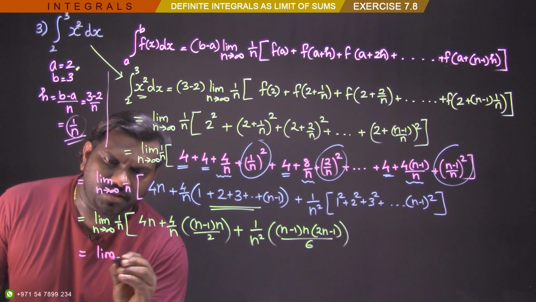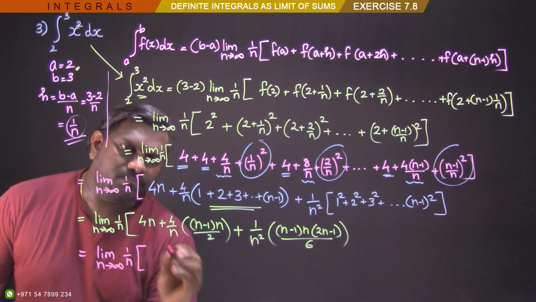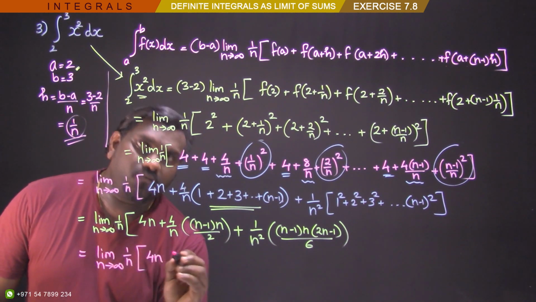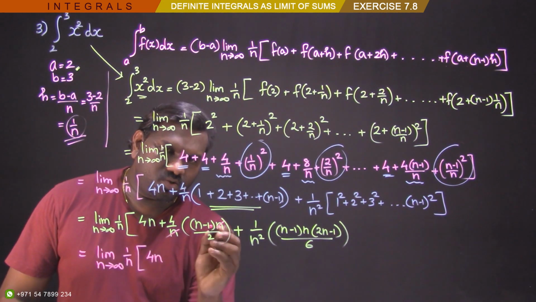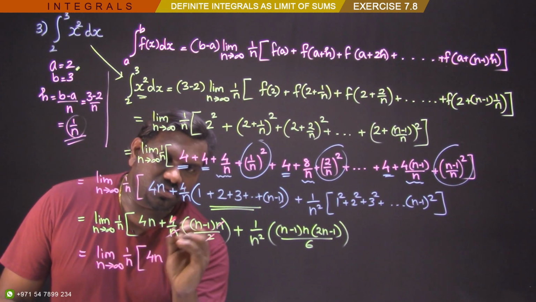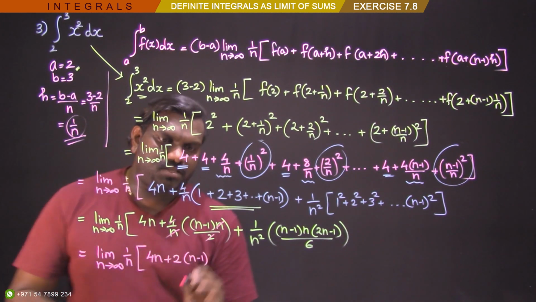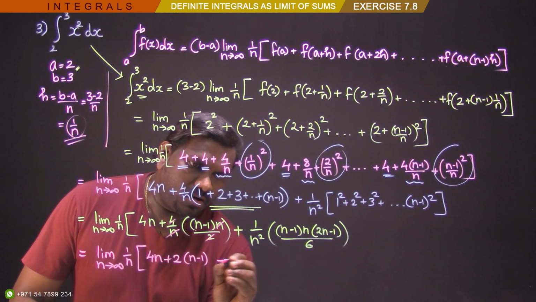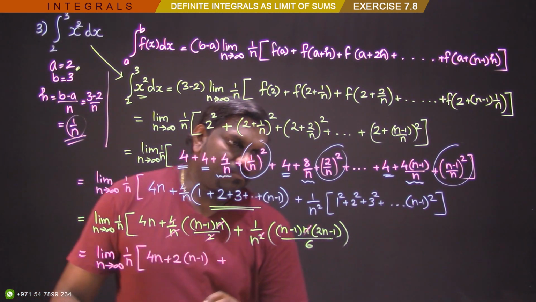So limit n tending to infinity 1 by n, and here 4n is there. From here, as I told you, we can cancel these two, and this to be cancelled, and what I will get here is 2 into n minus 1. And all the way down here, what can I cancel? 1 will go with this.